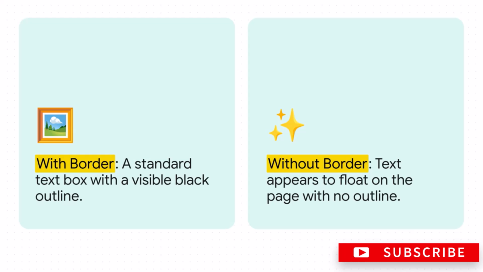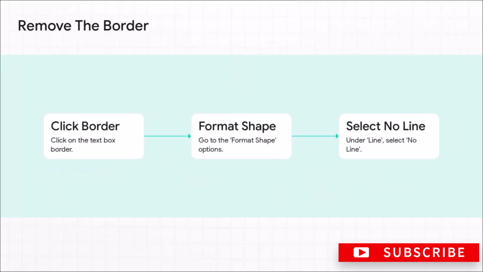Let me show you how to do it. This is super quick. All you do is click on the border of the text box itself. Then, look for your Format Shape options. In that menu, find the setting for line and just choose No Line. And boom, the border vanishes instantly.